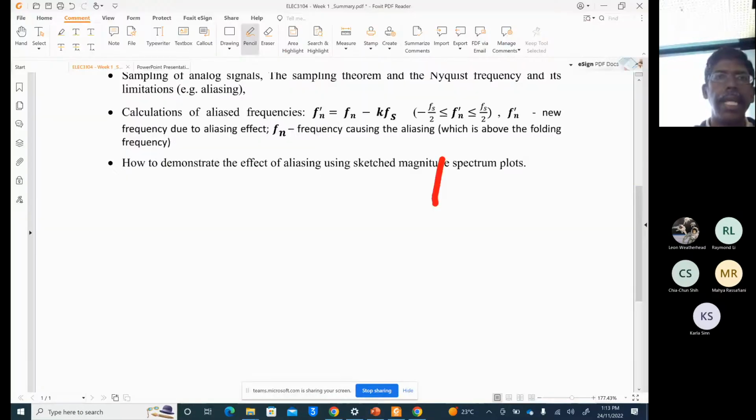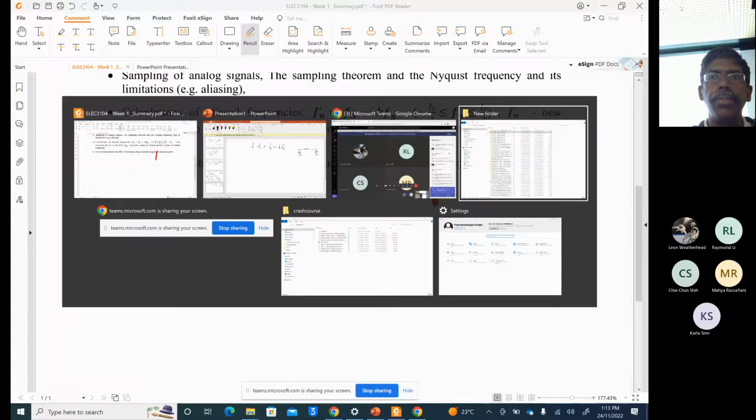So that is aliasing, and that finishes topic 1. We will move on to topic 2.